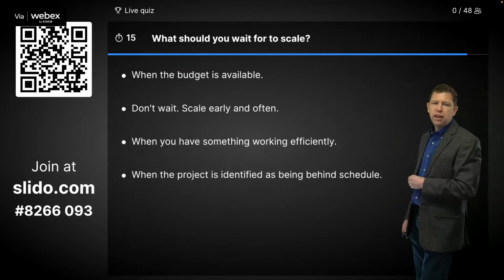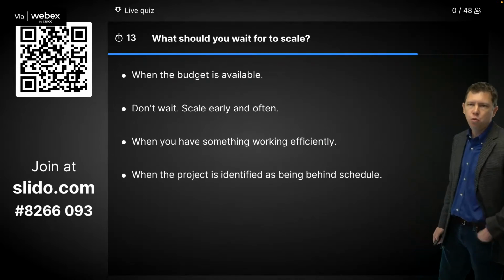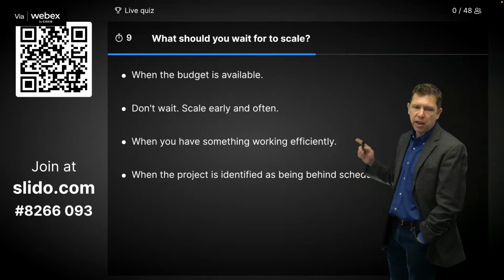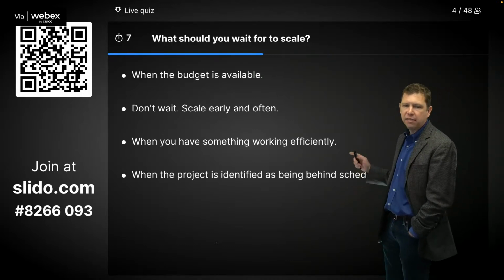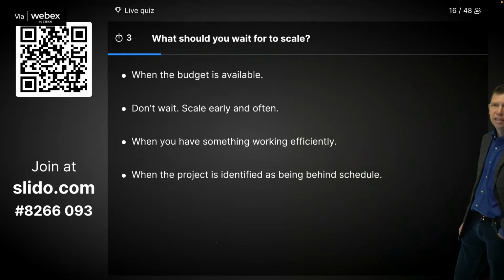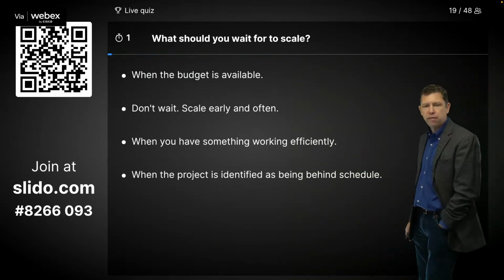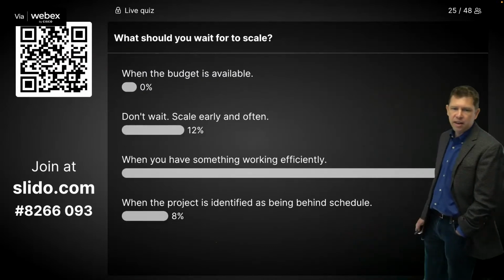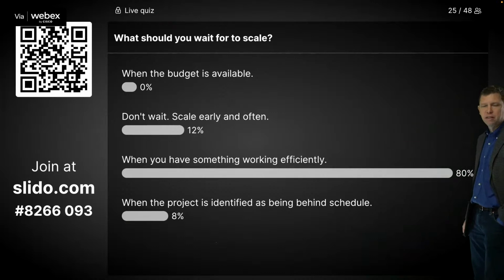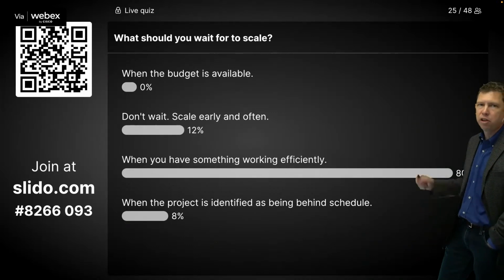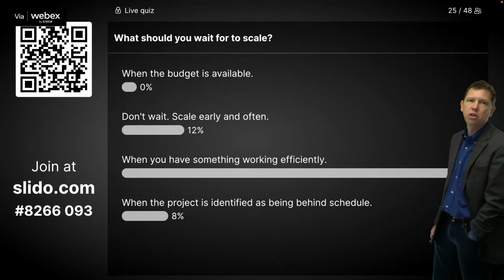What should you wait for before you scale? Wait for the budget to be available. Don't wait, scale early and often. When you have something working efficiently, or when the project is identified as being behind schedule. What should you wait for to scale? And yes, when you have something working efficiently, because if you don't have anything efficiently yet, you don't have a scaling problem. You don't know how to actually do the thing you're trying to do well yet.